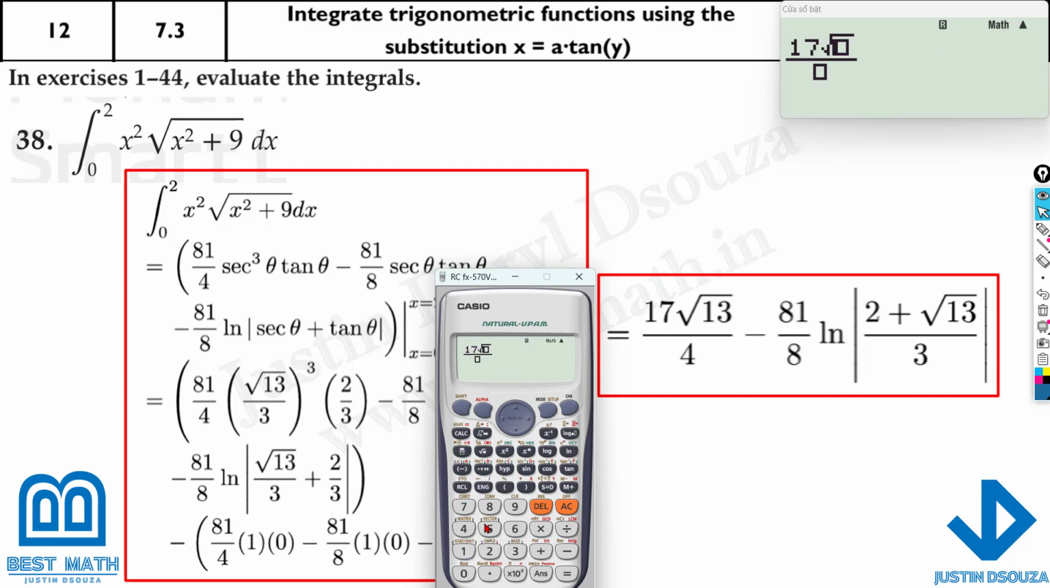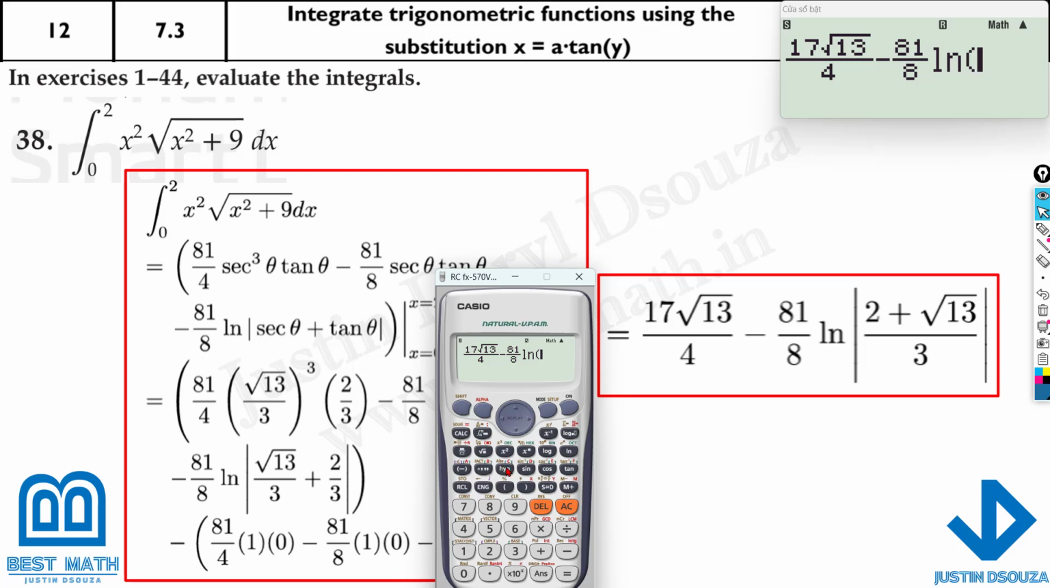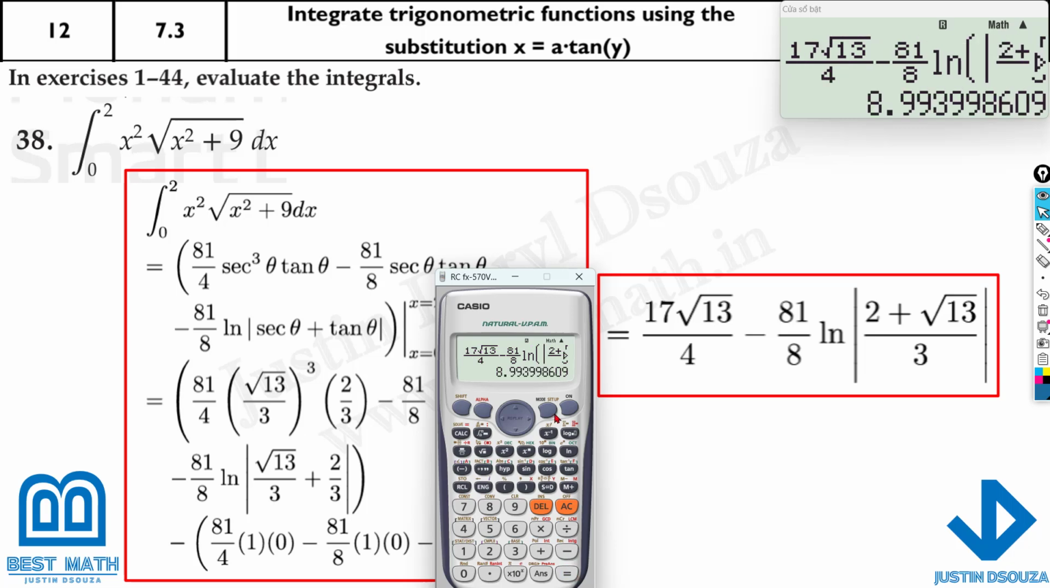It'll be 17 root 13. It's all numerical values now. Divide by 4 minus 81. Let me use this. Divide by 8. Natural logarithm, shift and hyp. Okay, now I pressed hyp only. Therefore, I got this hyperbolic. But you press shift and hyp, and then you get the modulus. 2 by 3, but it's 2 plus here square root 13. And then go next and now close the bracket after the absolute value. Here it's 8.99, so this is the correct answer.